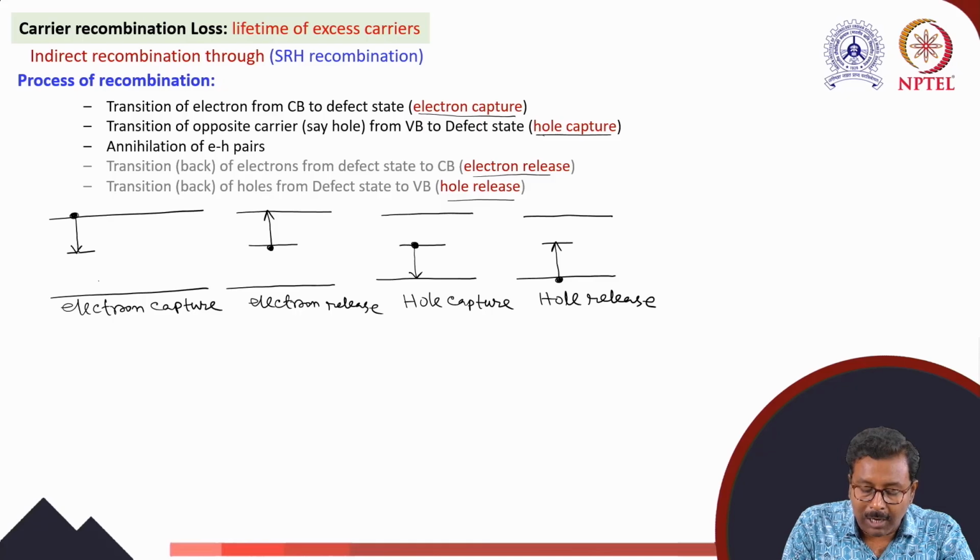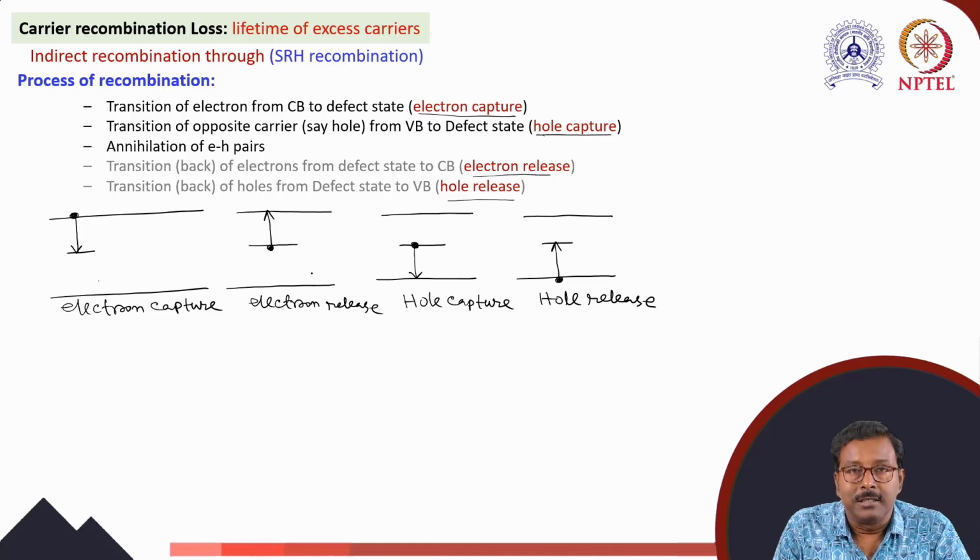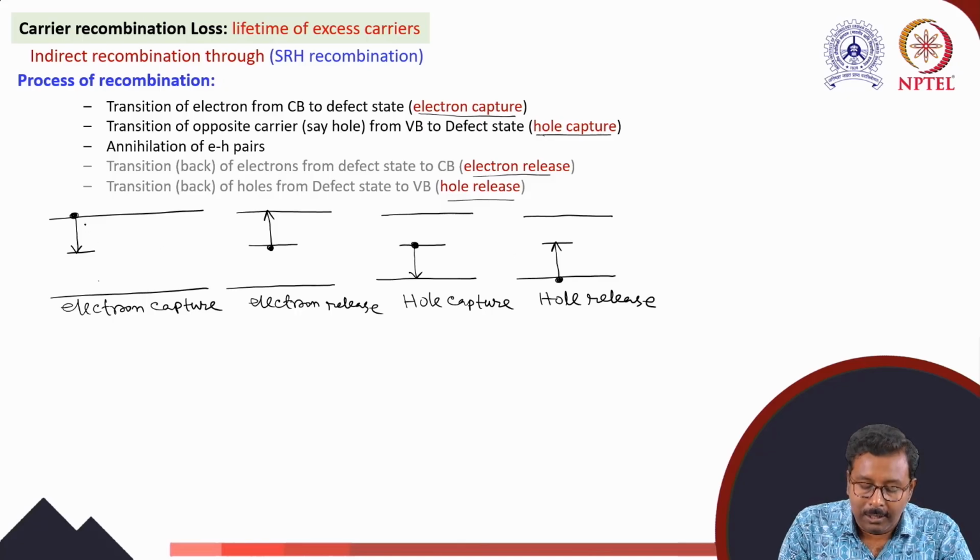But if the electron, after capturing, is released and emitted back to the conduction band, it will not be further recombined. So there is a continuous process of capturing and releasing taking place. On average, some of the captured electrons may recombine with the holes, some may be released back to the conduction band. So for a recombination, electron capture followed by hole capture is required.